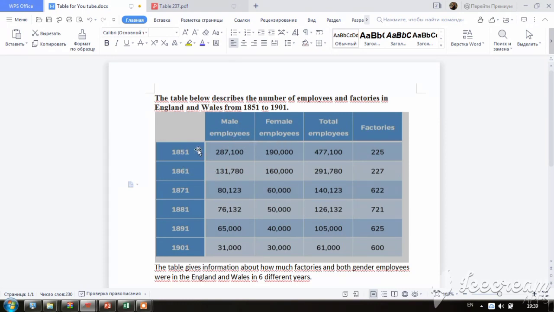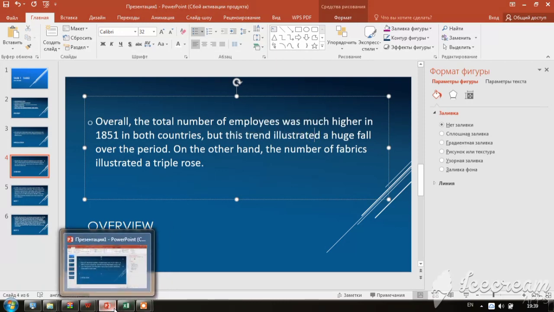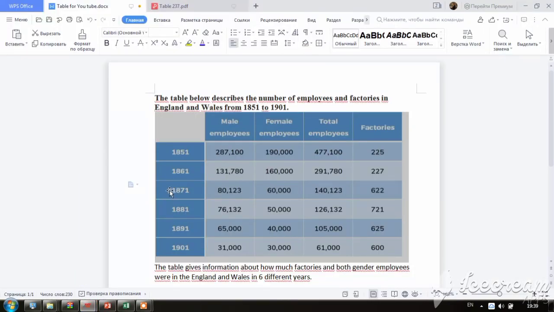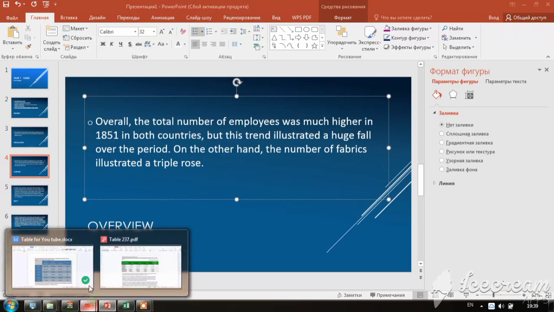So you can see our table. The figures and numbers were much higher in 1851, but this trend illustrates a huge fall over the period. You can see I illustrated all of this on one side of the table.